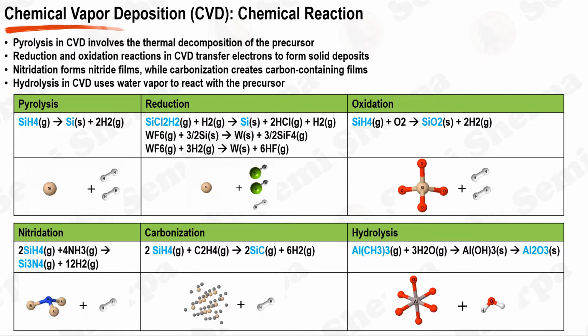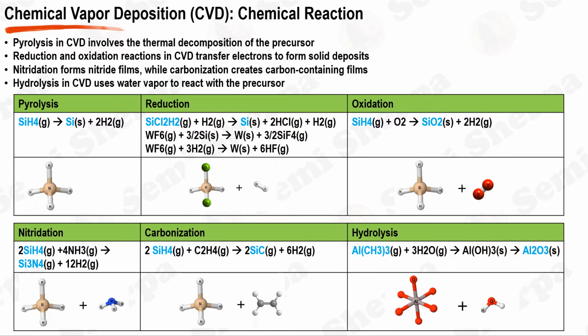Pyrolysis is a process where the precursor is thermally decomposed to form a solid deposit on the substrate. The high temperatures typically used in thermal CVD readily drive the pyrolytic decomposition of the precursor, leading to film growth. Pyrolysis reactions are common in CVD processes using inorganic precursors like silane gas to deposit silicon films.